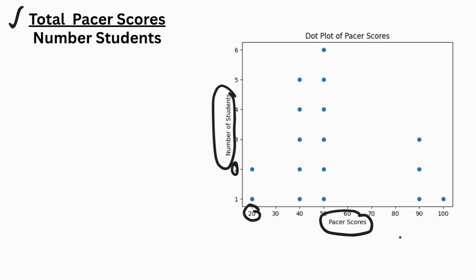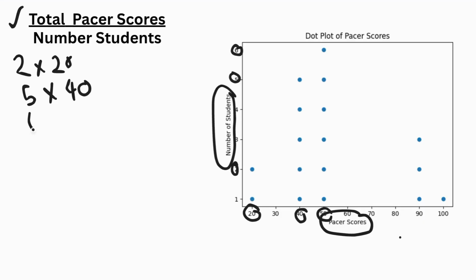So this column, they got to a 20, and we have 2 people that did that. So I'm going to go 2 times 20. And then this column, we have 40, and it looks like 5 people scored 40. And then 50, looks like 6 people did that.